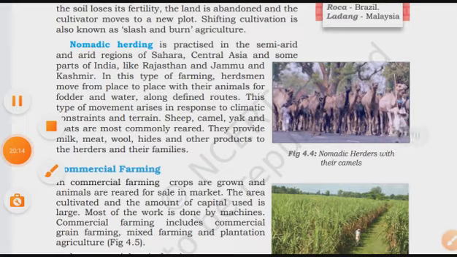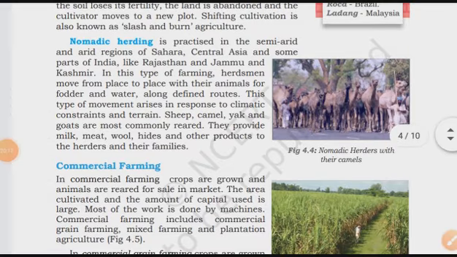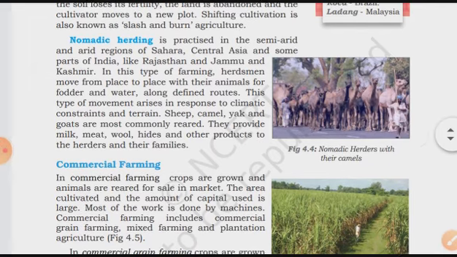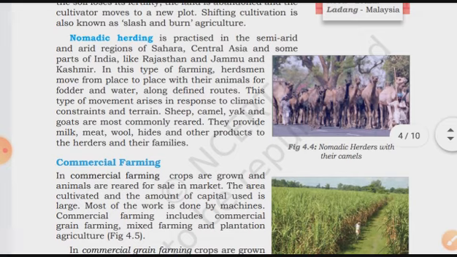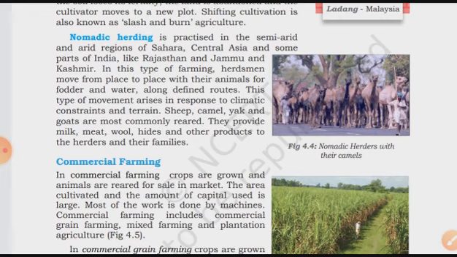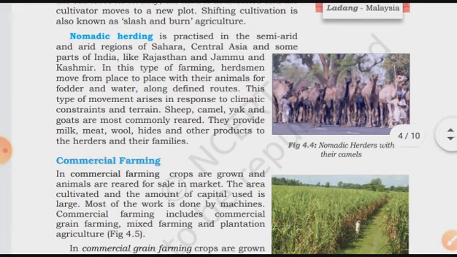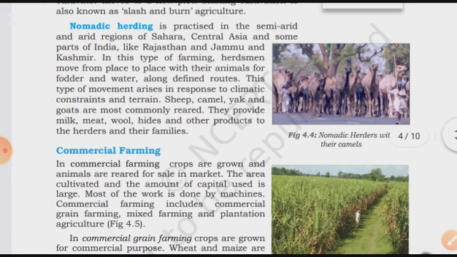Mainly these were the tribes, and this is how they used to practice it. Nomadic herding is practiced in the semi-arid and arid regions, arid meaning drought regions mainly, of the Sahara, Central Asia, and some parts of India like Rajasthan and Jammu and Kashmir. Mainly it is practiced in the Sahara Desert in Africa, some parts of Central Asia, and some parts of India like Rajasthan and Jammu and Kashmir.